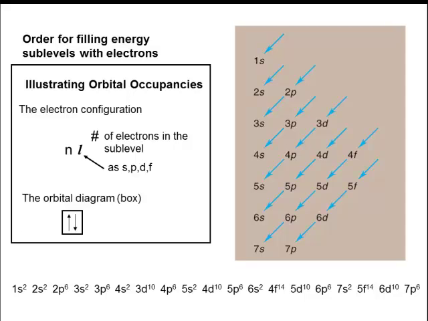So if you ever have trouble remembering what order you fill these in, if you can redraw this chart real quick, remember s is in one column, p's in the next, d's in the next, f's in the next, and then keep them in their same rows, and draw those arrows going diagonally through them, you'll be able to remember these without actually sitting down and memorizing 1s, 2s, 2p, 3s, 3p, and so on. So keep that in mind.